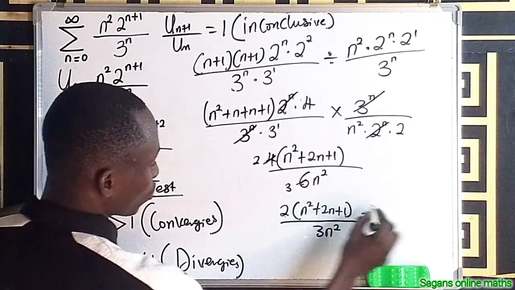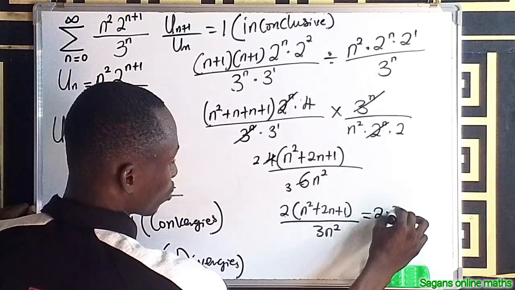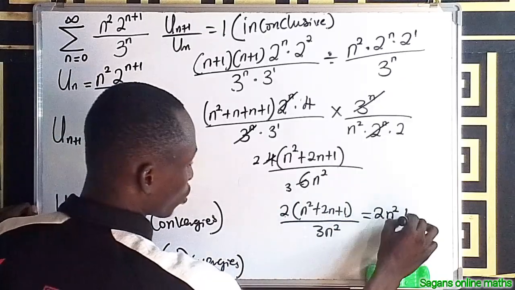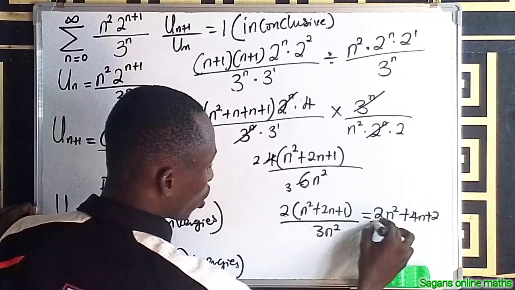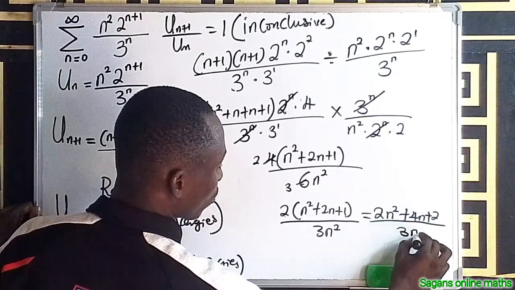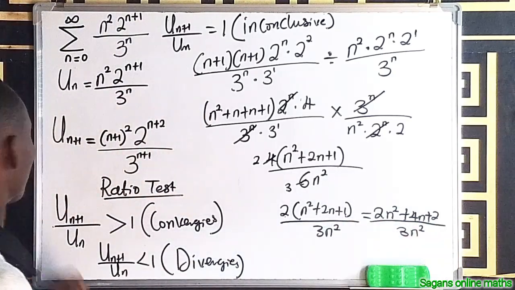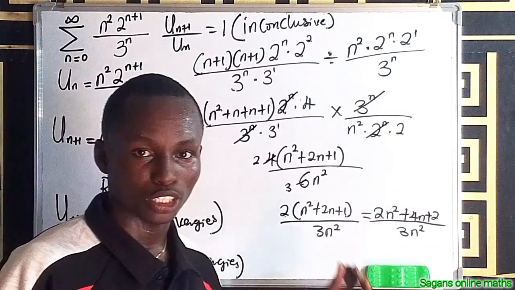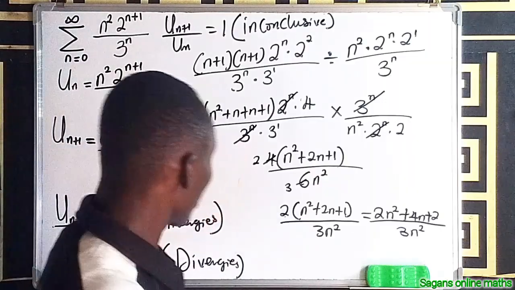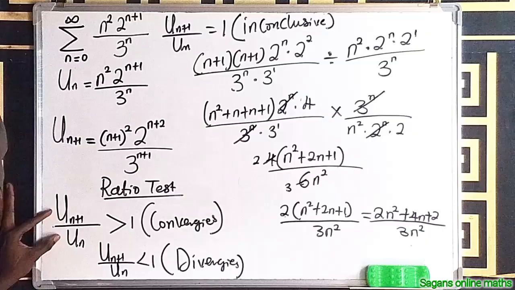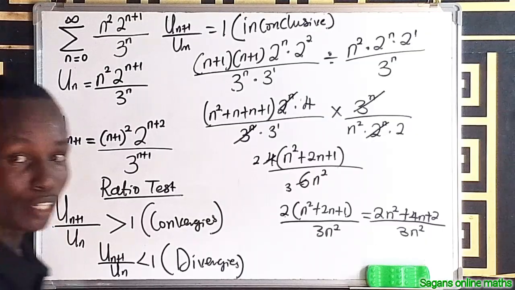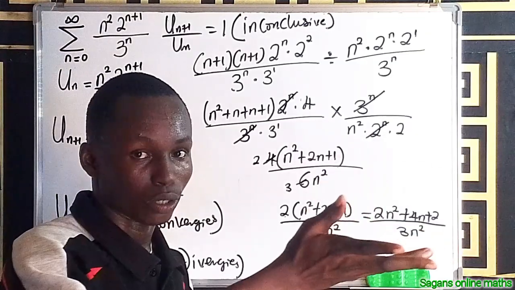So this will be equal to 2 times n squared, which gives us 2n squared. 2 times 2n gives us plus 4n. 2 times 1 gives us plus 2. All divided by 3n squared. Wow, this is amazing, right? This is procedure and I love it. Now, when you take the limit of this ratio test, where n tends to infinity, it's going to give us our result, which is our n.